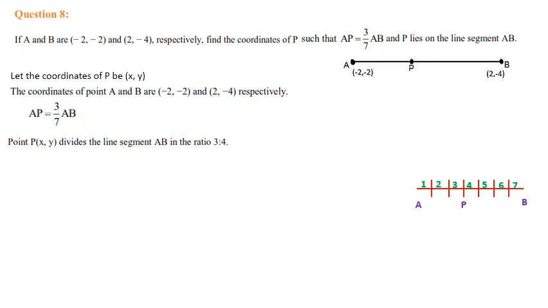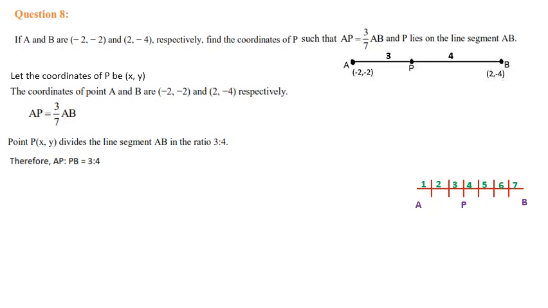Then we can say that the point P(x, y) divides the line segment AB in the ratio 3:4. When you look at the diagram, it is clear. The point P is dividing total AB into 2 parts. In the first part it is 3 portions, and in the second part there are 4 portions. 1, 2, 3, 4. In the second part there are 4 portions. So the ratio is 3:4. That is AP is to PB equal to 3:4.